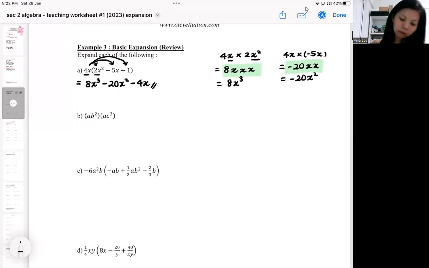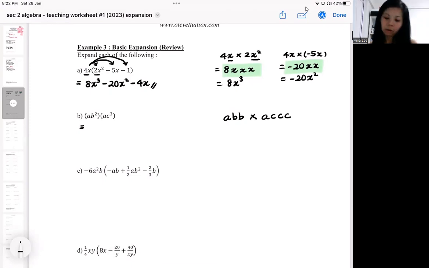Okay, the next one is the one that leaves a lot of people confused. So it is a bracket multiplied by bracket. You look at the first bracket, you will have a, b in the first bracket. And then the second bracket, you've got a, c. So you are multiplying this.